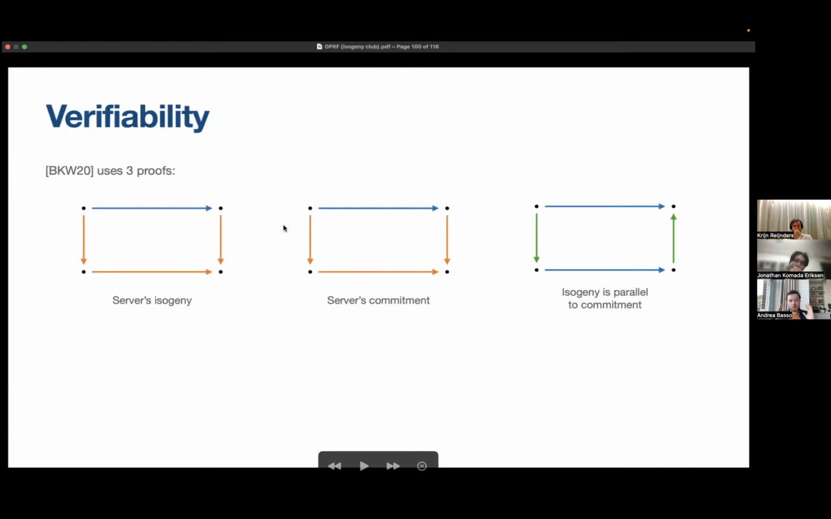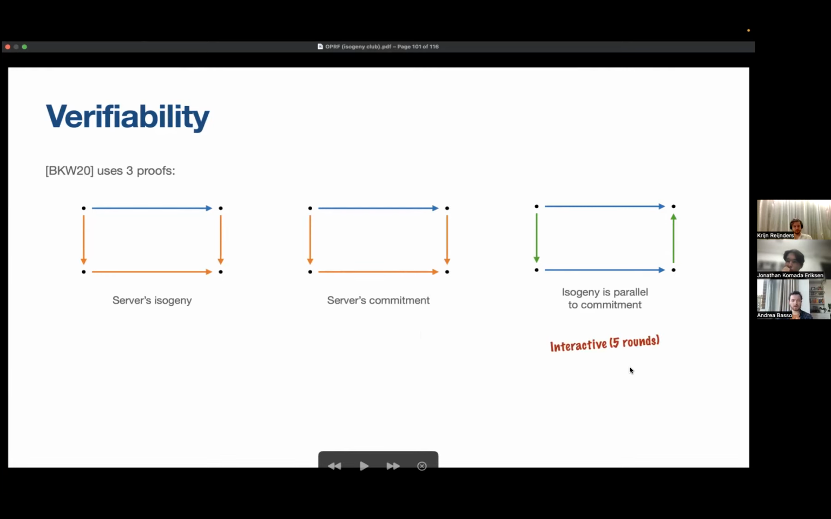Lastly, we look at verifiability. Verifiability is the property that guarantees that the server behaved honestly and used a key that was the previously committed one. In the construction by Boneh, Kogan, and Woo, they relied on 3 proofs. A proof of isogeny knowledge of the server isogeny, another proof of isogeny knowledge on the server commitment, and then a proof that the 2 are parallel. This third proof, however, is highly interactive.